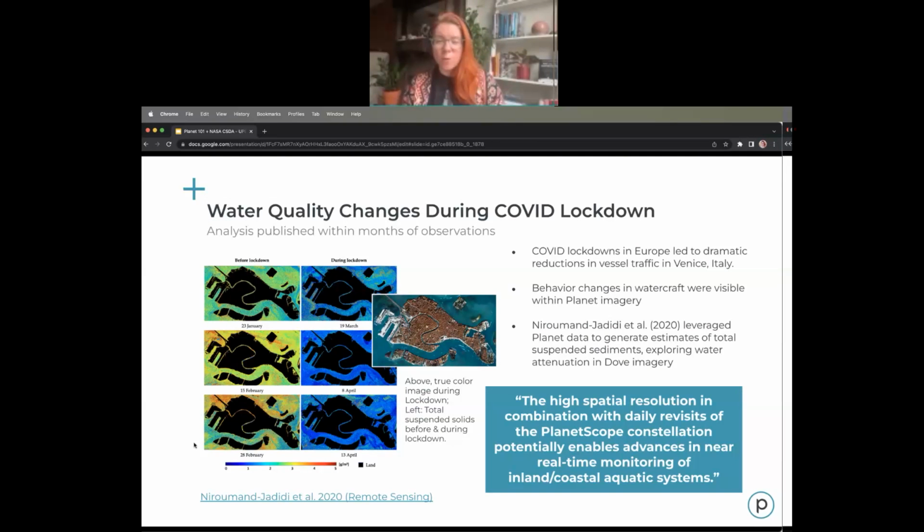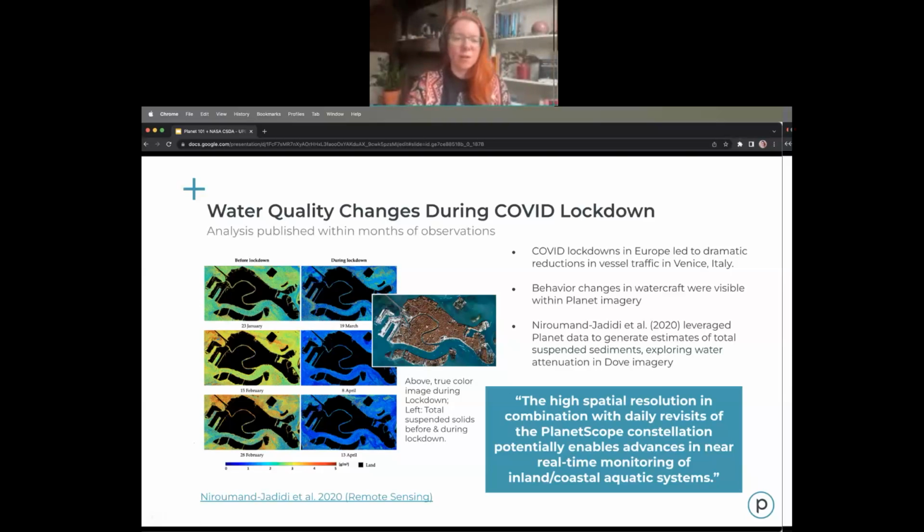We also saw some water quality studies come out looking at the changes in total suspended sediments from COVID lockdowns. This is a paper that came out pretty quickly in 2020, looking at the sediment in the canals around Venice. There were lots of reports on the news about the waters of Venice clearing up, and it was actually quite visible in the PlanetScope imagery.